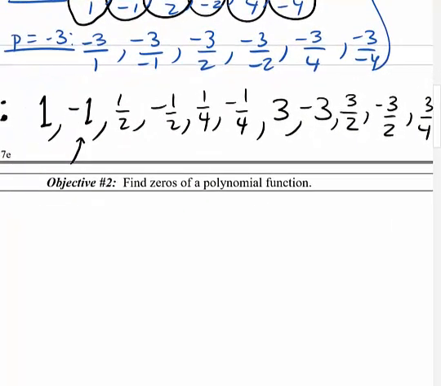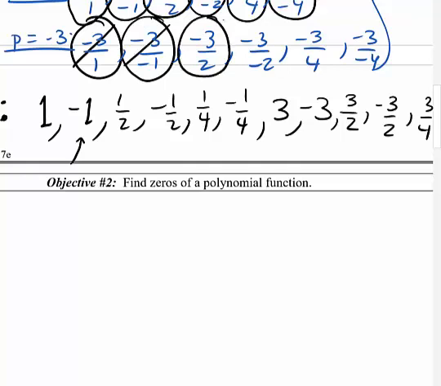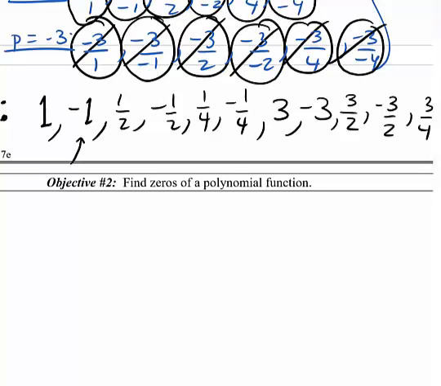And notice, though, that the very last row also is another bunch of repeats. -3 over 1 is -3. I already have that in my list. -3 over -1 is +3. I already have that. I have this guy. I have this guy. I have this guy. So our answer is just the very bottom row here. This is all the possible values of P over all the possible values of Q.